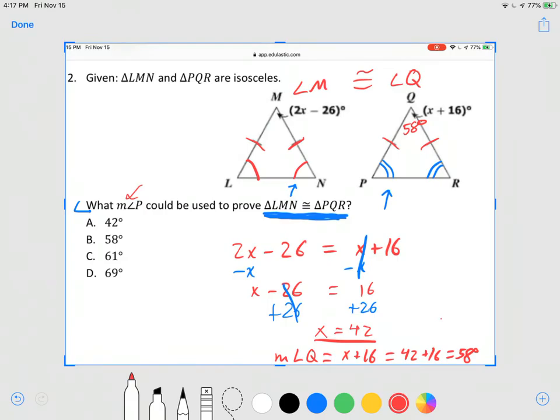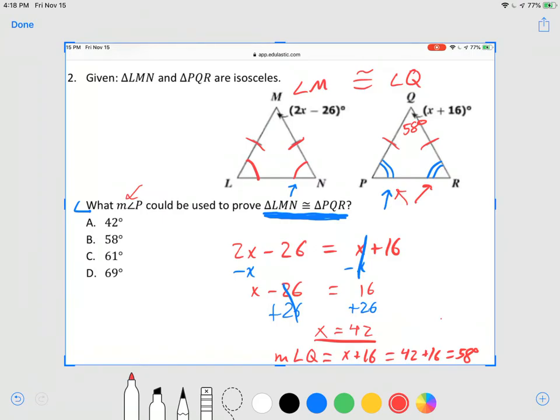Now, we only know one of the angles in triangle PQR. We only know angle Q. So you might think you wouldn't be able to solve for any of the other angles, because you could subtract two of the angles from 180 to get the other one. But in this case, since these two angles are congruent to each other, angles P and R, that's going to help us actually figure out what one of the angles is.